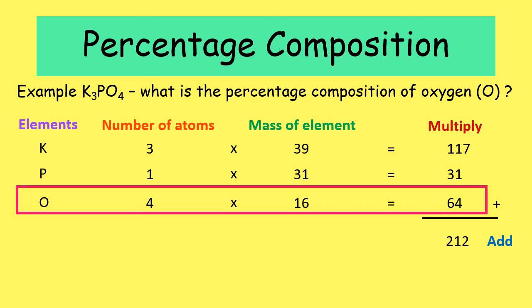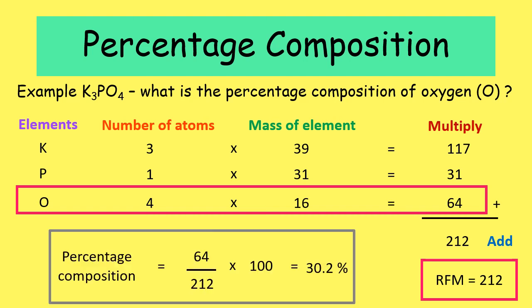So we were asked about oxygen, and so the number we're going to use is the number underneath multiply, so we're going to use 64. And our relative formula mass is 212. So our calculation is 64 divided by 212 multiplied by 100, which gives us 30.2%.